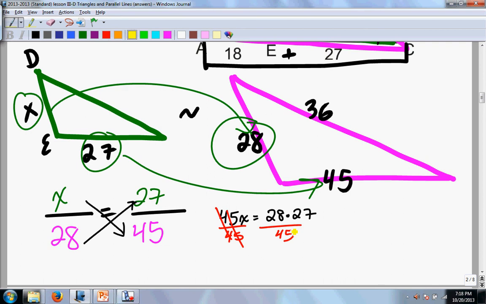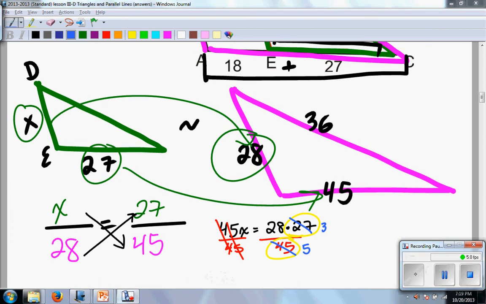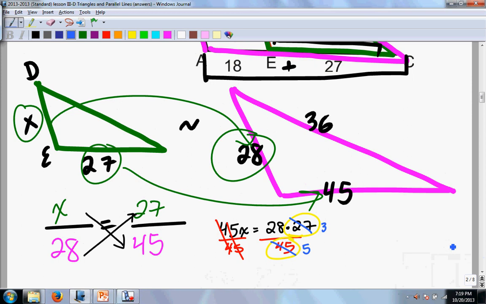Now ready? Let's reduce this together. Circle the 45, circle the 27. We know 9 goes into both. So 9 goes in here 5 times, and 9 goes in here 3 times. Okay, so now we're going to do 3 times 28. That, of course, is 4. Carry the 2, and that's going to be 84.